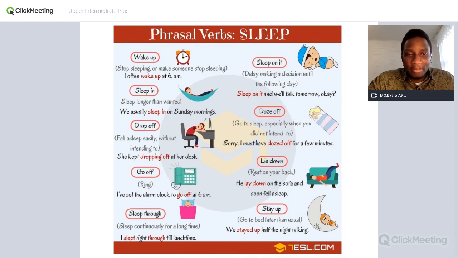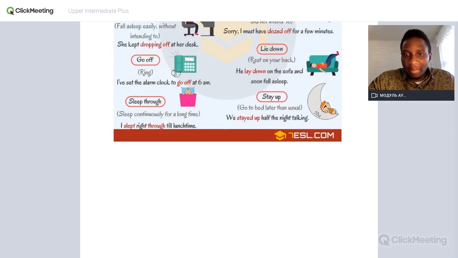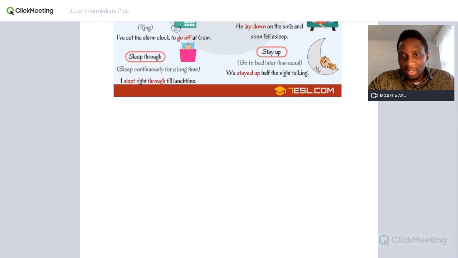And then we have stay up. Now, stay up means to go to bed later than usual. So we stayed up half the night talking. Now, here you have drop off, like I mentioned earlier, fall asleep without intending to. Go to sleep, especially when you did not intend to. Now, we're going to look at page 4, just a second.